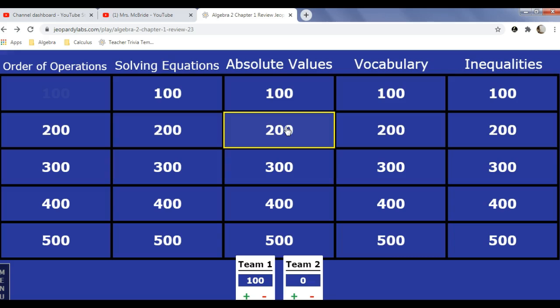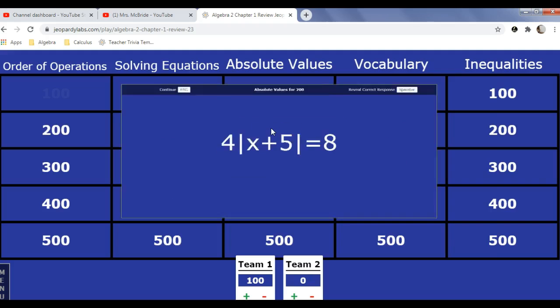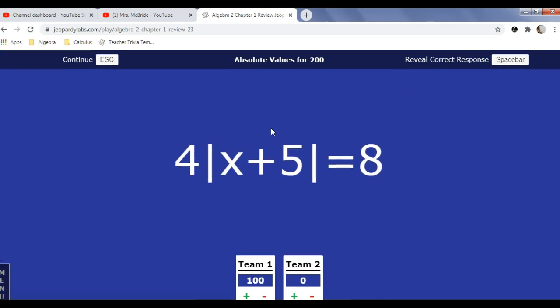That one not work either. Nope. Awesome. Ready, set, yell. Okay, boys, to your seats. The problem is 4 times the absolute value of x plus 5 equals 8.